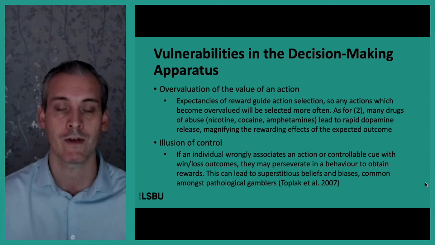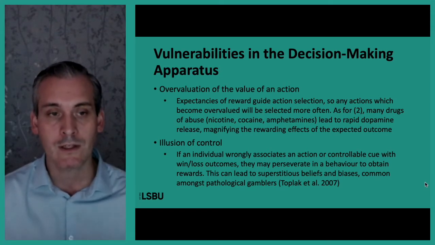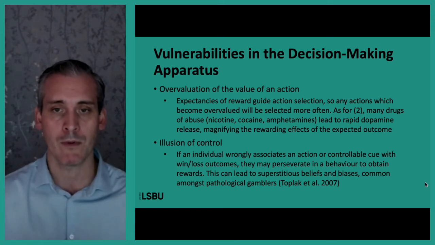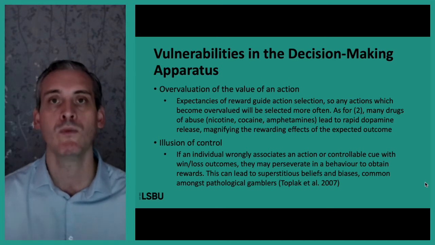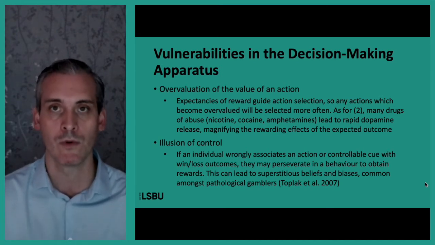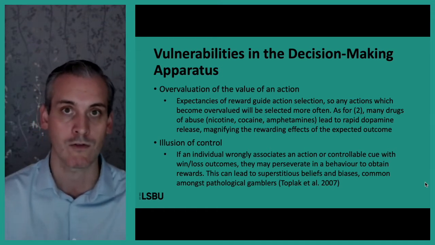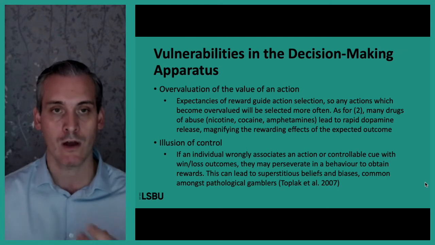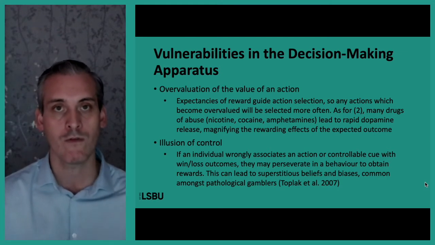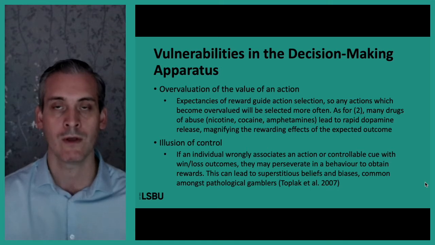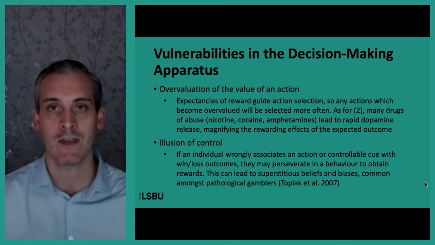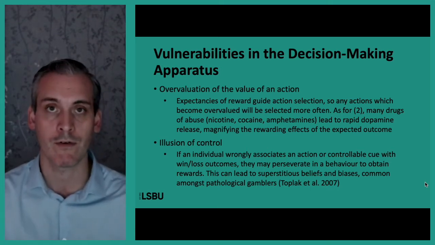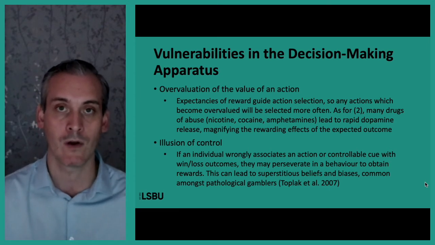And for drugs like nicotine, cocaine, amphetamines, opiates, alcohol, and so on, the drugs that people often find that they develop problems with, because they lead to this rapid release of dopamine, it magnifies the rewarding effects of the expected outcome, much more so than any kind of natural rewarding behaviour that you may experience in day-to-day life outside of drug use. And so that leads you to overvalue the value of an action, to overvalue the expected consequences of what that drug will do, as I said just now, even in the absence of any subjective positive effects as a result of the development of long-term tolerance.